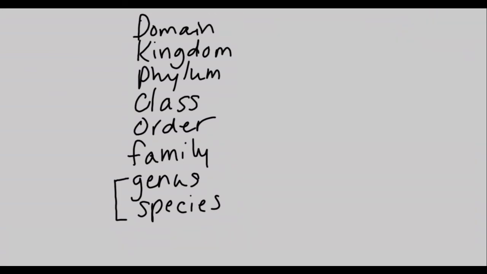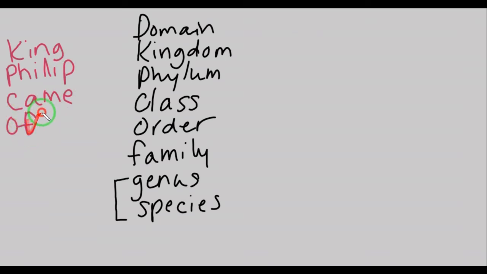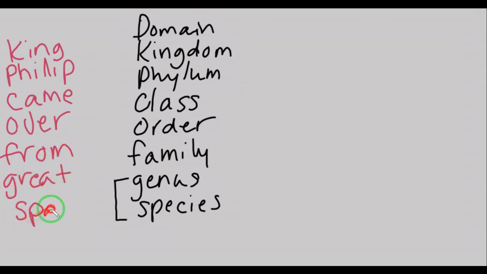I use a mnemonic device to remember these classifications. So it's King Philip came over from Great Spain. Or I've also heard King Philip came over for good spaghetti.